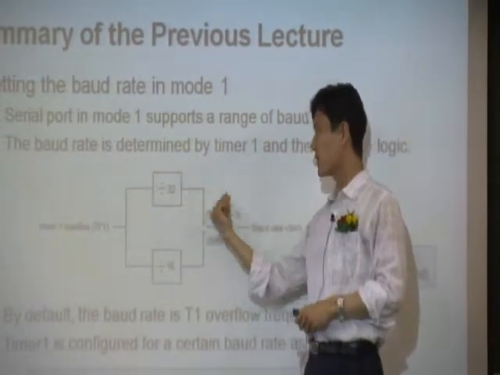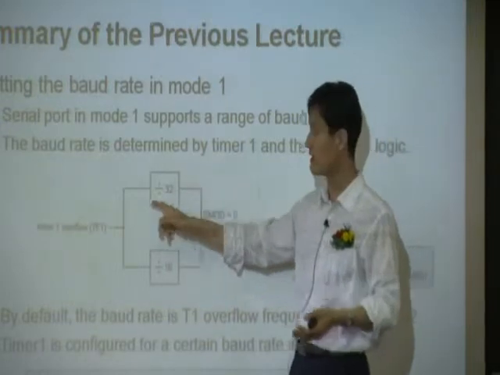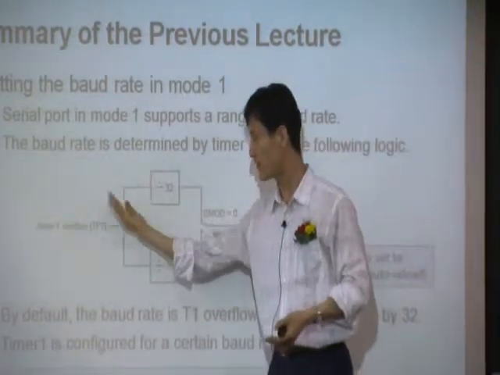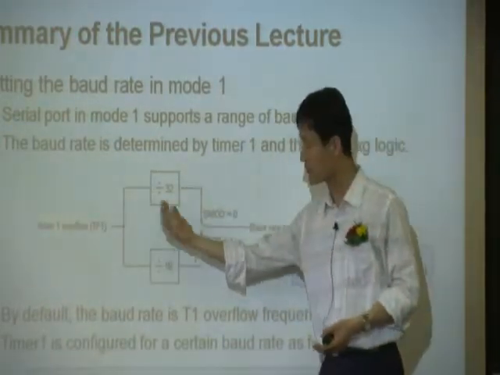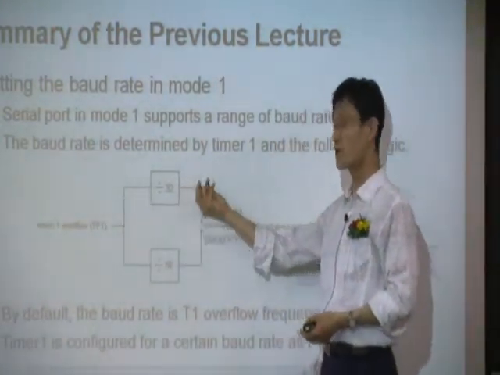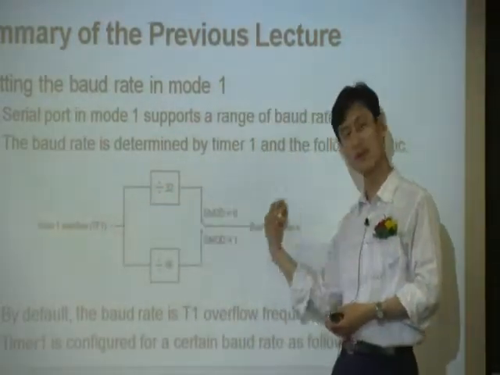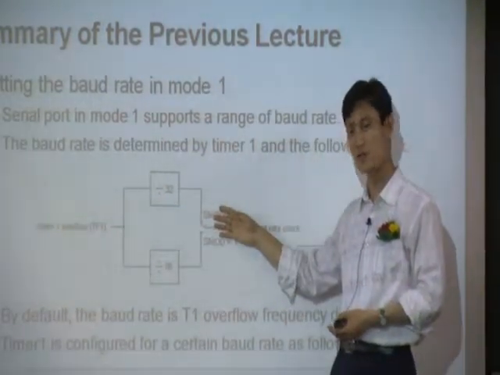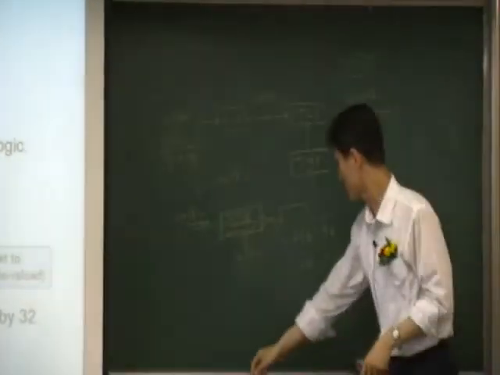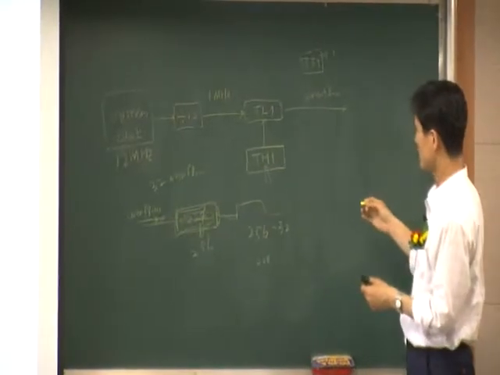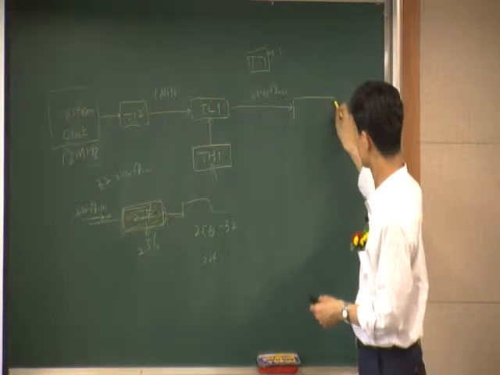So the output clock rate here is 32 times slower than this one, right? Here you have a 32 input. After you get 32 inputs, you get 1 output. You have another 32 inputs, and now you have 1 output, right? This is 32 times slower right here. That's how things work. Actually, yeah, let me draw it here.